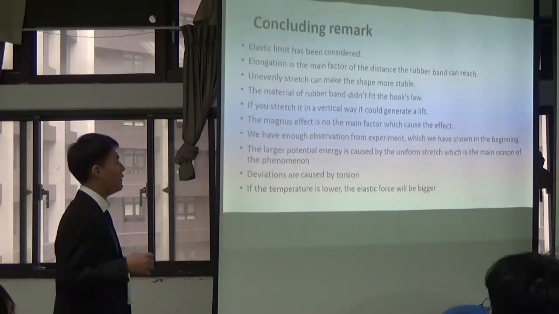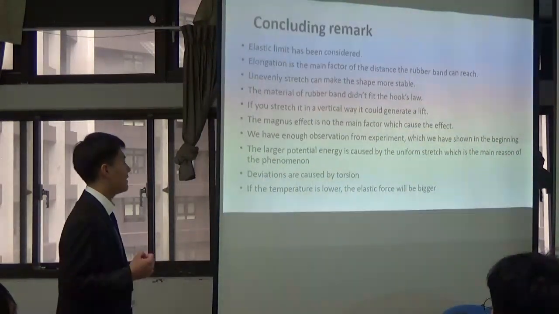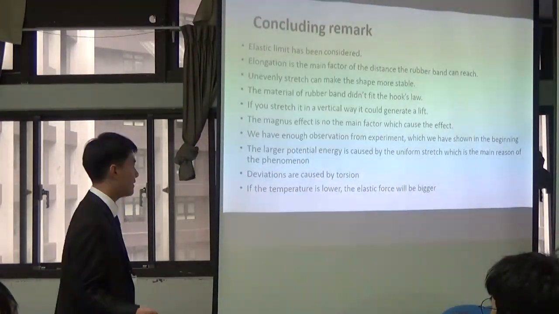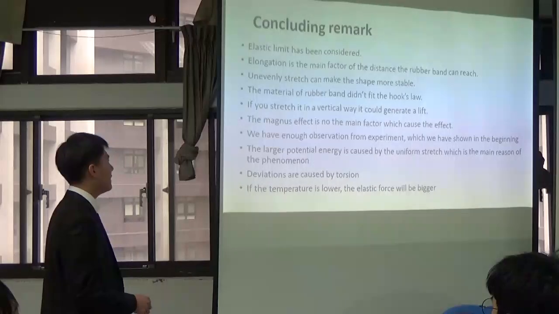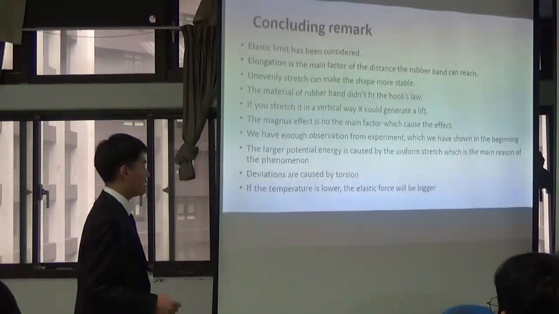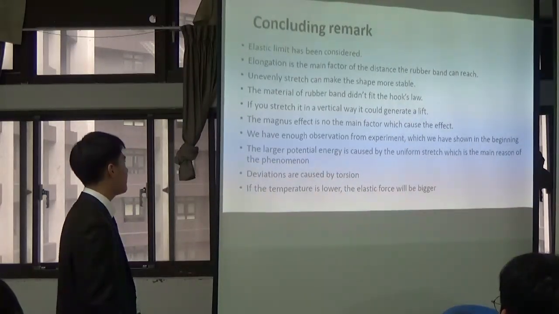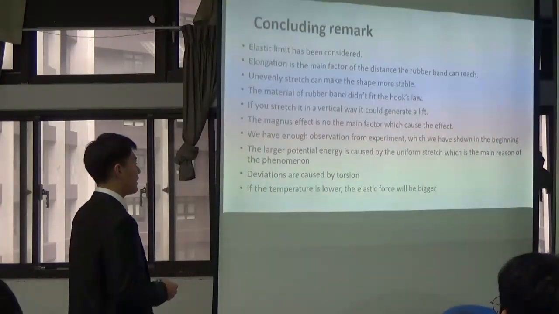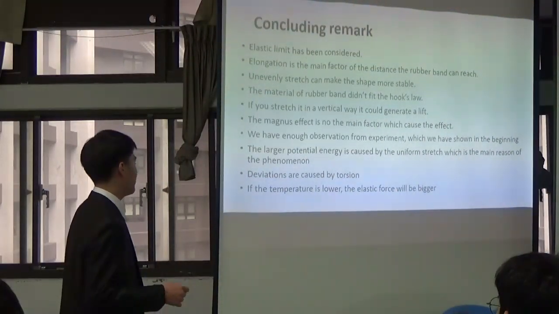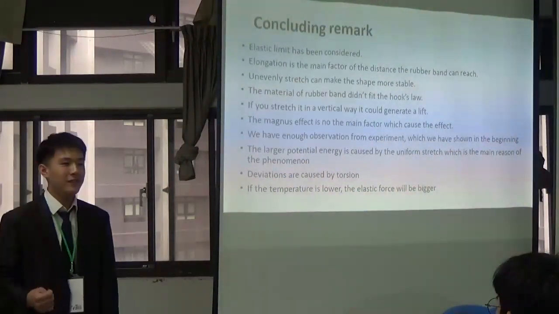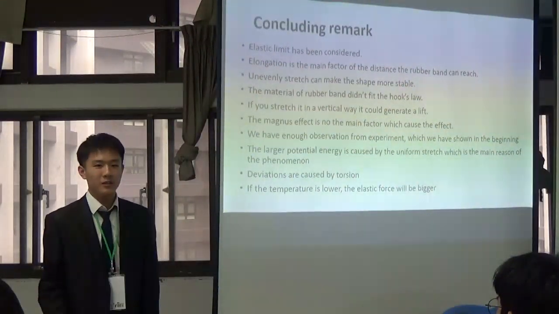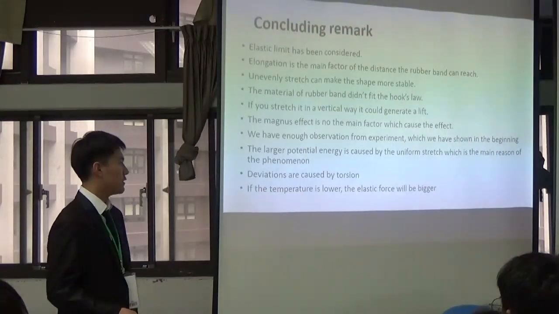However, the Magnus effect is not the main factor which would cause the distance to decrease. And we have enough observation from the experiment, which we have shown in the beginning. And the larger potential energy caused by the non-uniform stretching is the main reason for the phenomenon. And the deviations might be caused by torsion. And if the temperature is lower, the elastic force would be bigger.